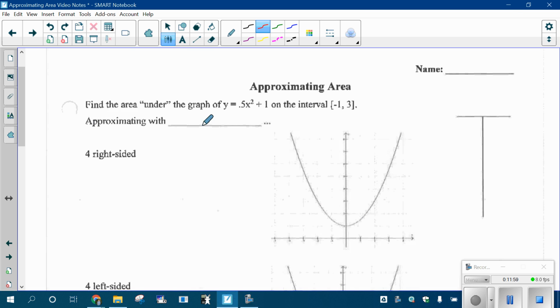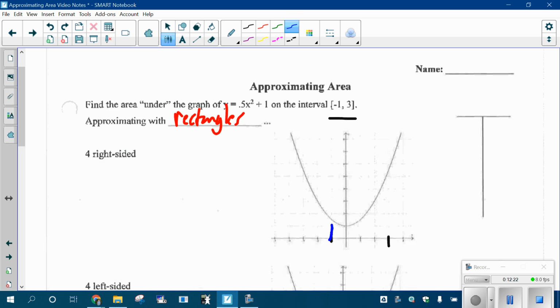Cool. So we're trying to find the area under this curve on this interval, so between this x value and this x value, and we're going to approximate it with rectangles. Again, we're not going to really mess a lot with the other shapes. We'll do a little bit with trapezoids, but mainly we're going to focus on rectangles. Let's do, so our interval is from an x value of -1 to an x value of 3.